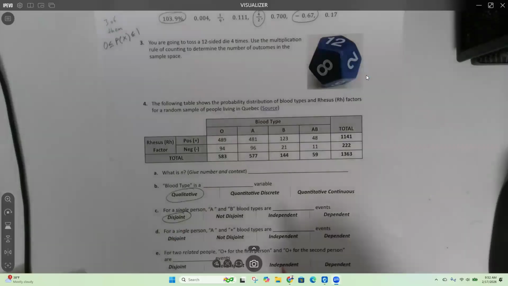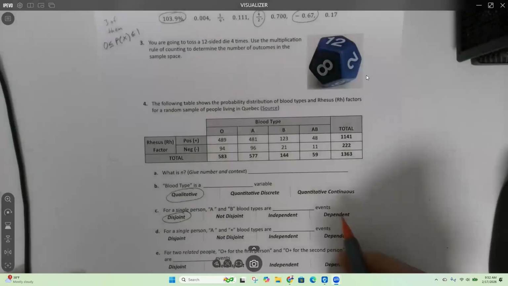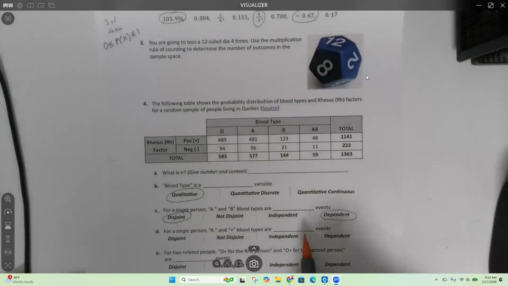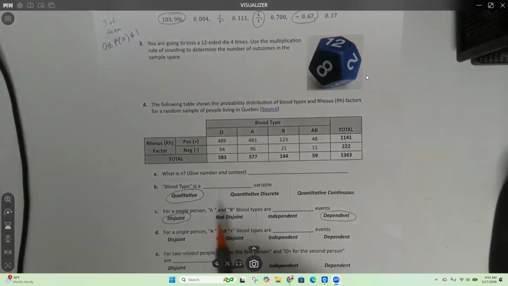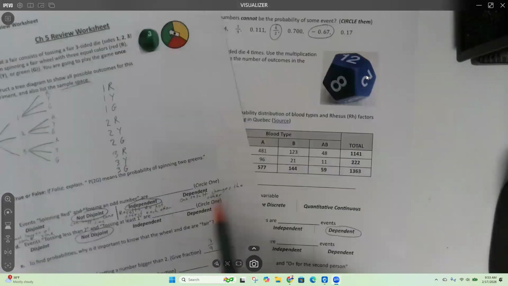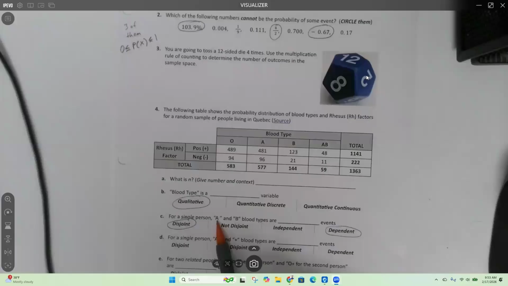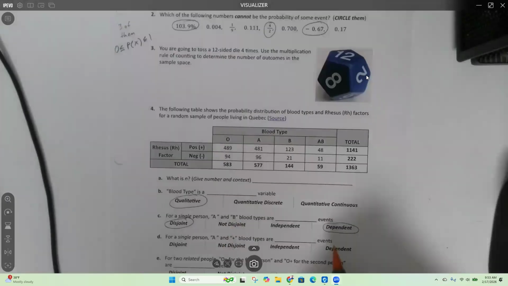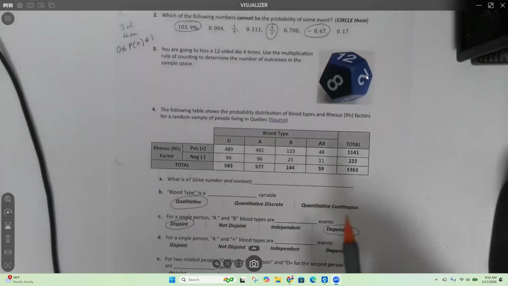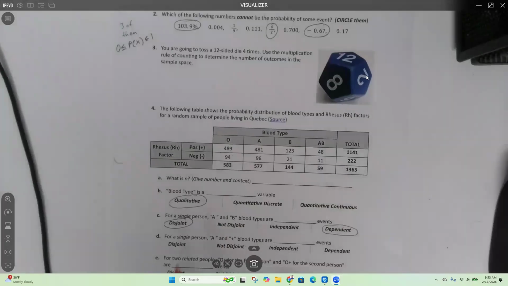Now, if they are disjoint, they are automatically dependent. Why does that matter? Because if I go up to this person and they say that they are A blood type, that automatically means they cannot be B. So he said dependent means one result changes the other. If this person is A, it automatically changes their answer to the B question. So do you need to circle the dependent? No, you do not. You'll need to circle one of these, but I want you to at least understand what both of these different topics are.